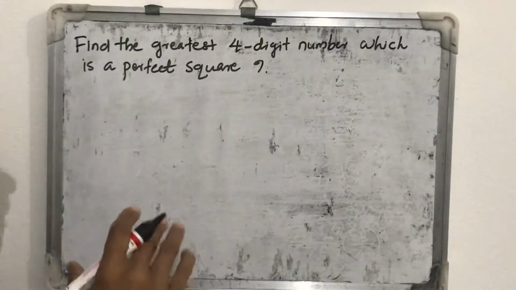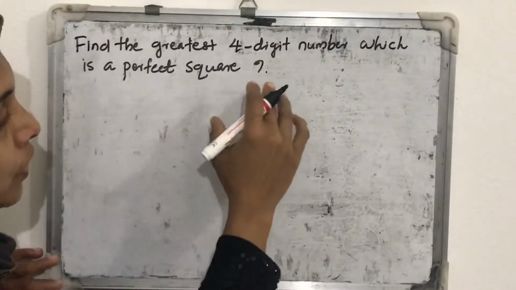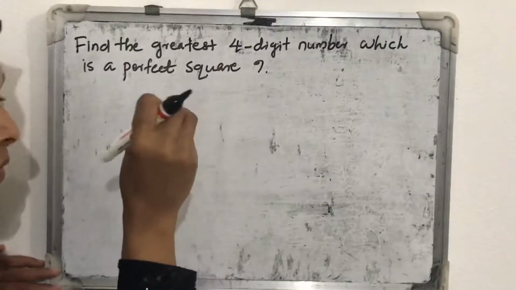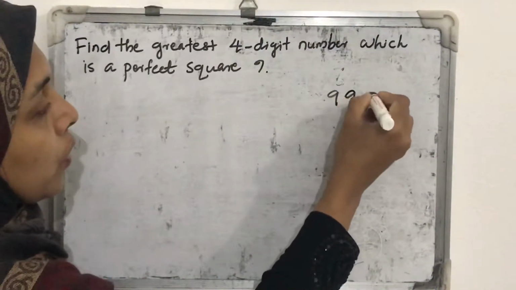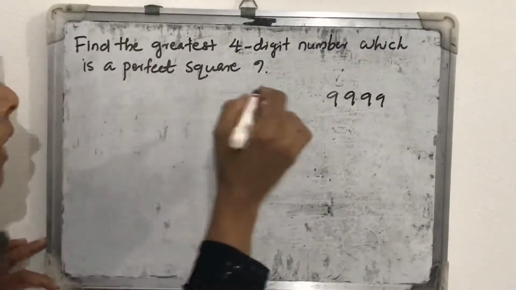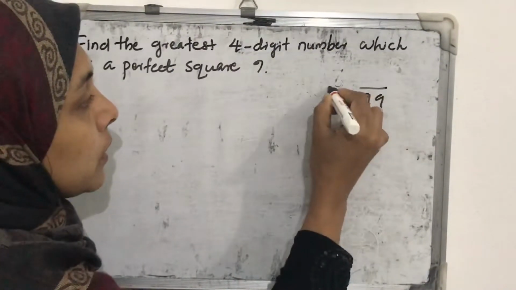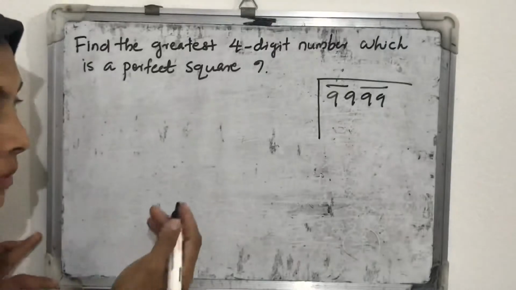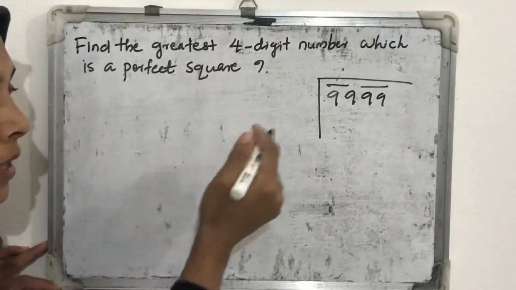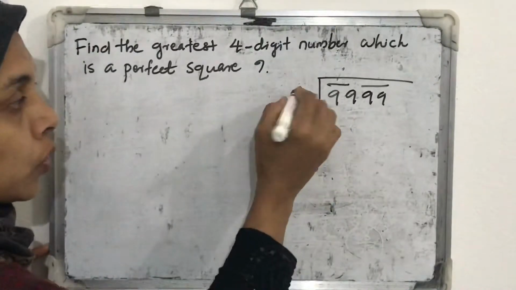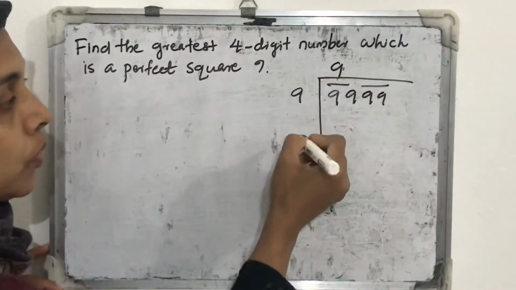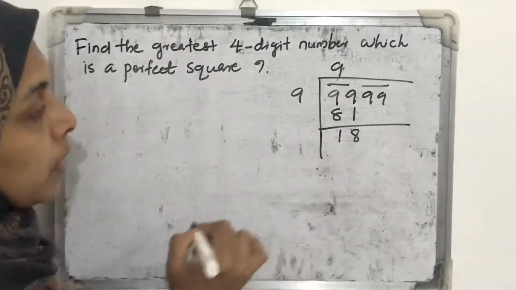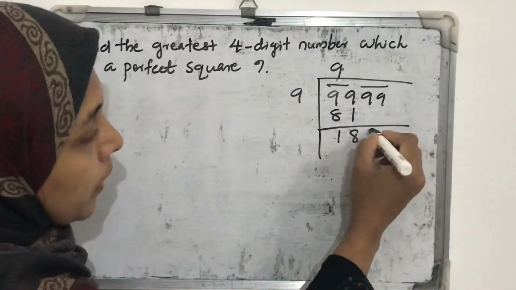First, using the long division method, we find the square root, and check whether it is a perfect square or not. Take 9999 and place bars, so 2 bars will be there. Then first 99: the possible square number just below 99 is 81. Its square root is 9, so the quotient is also 9. 9 into 9 is 81. 99 minus 81 is 18. Then bring down 99.